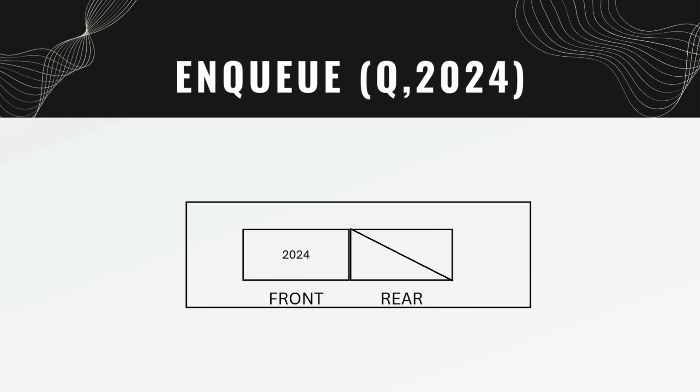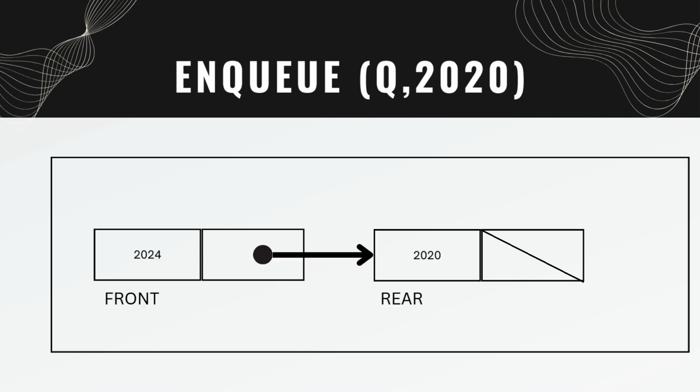Okay. So next they ask to enqueue 2024. So we have to insert the 2024 in the front. All right. So next is enqueue 2020 again. So if we need to enqueue, we have to insert.